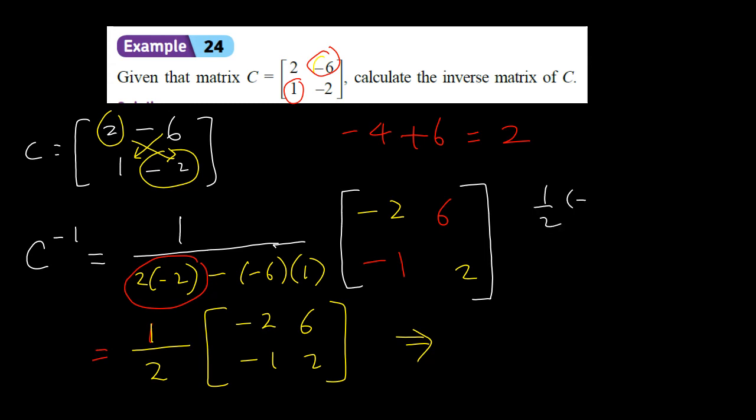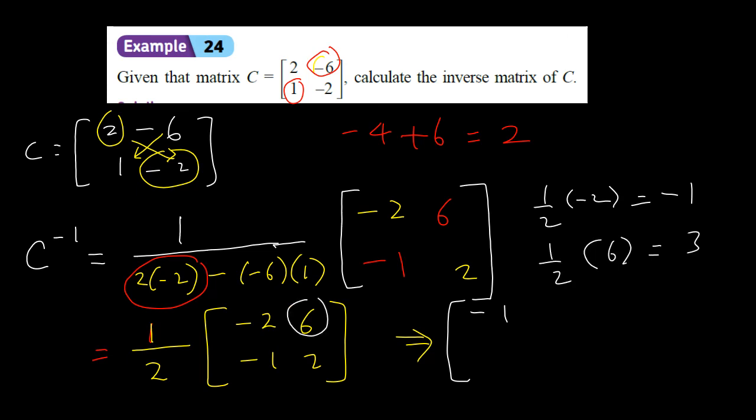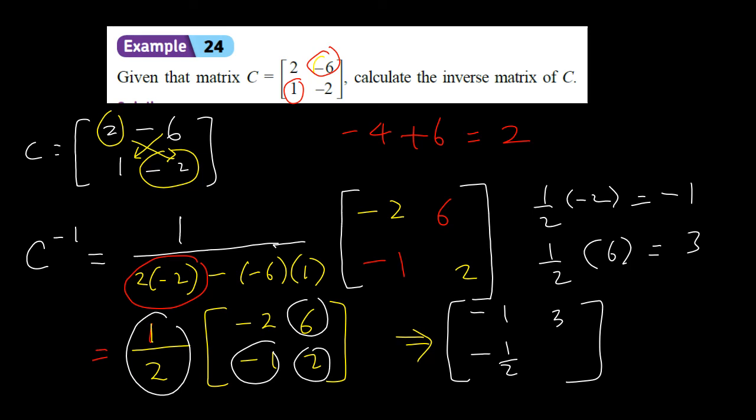1 over 2 times negative 2, you will get negative 1. 1 over 2 times 6, you will get 3. 1 over 2 times negative 1 is negative 1 over 2. 1 over 2 times 2 is 1. So this is the inverse matrix of C. You can write it like this. C minus 1 is this one.